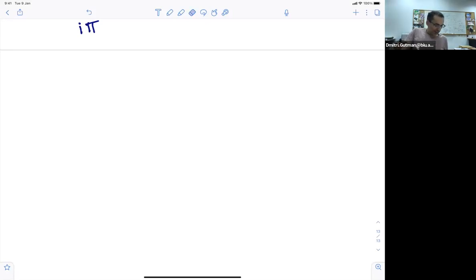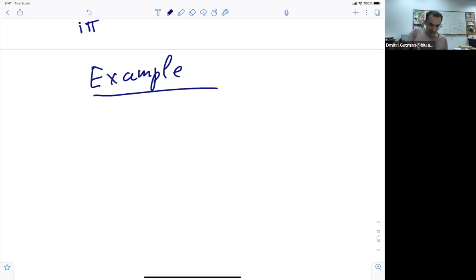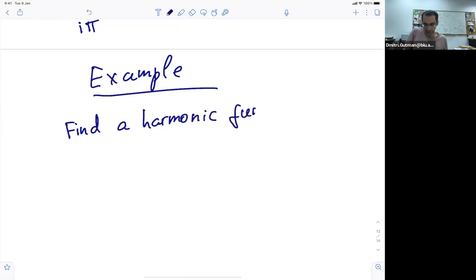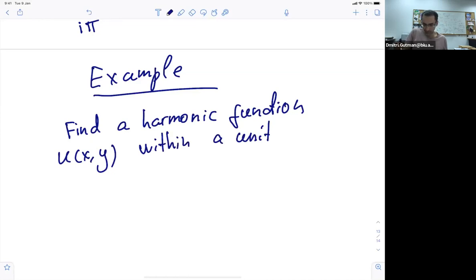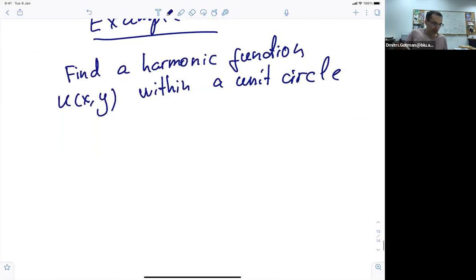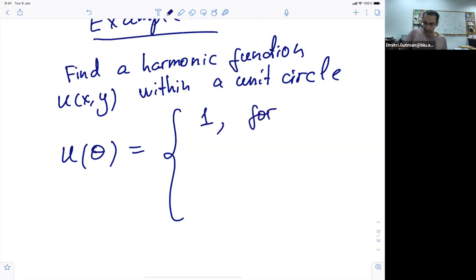So now we get to the circle and solve the following problem. Example, find a harmonic function u of x, y, say within a unit circle, that satisfies boundary conditions, and boundary conditions are u as a function of angle is equal to 1 for the angle that runs between minus pi over 2 and pi over 2.